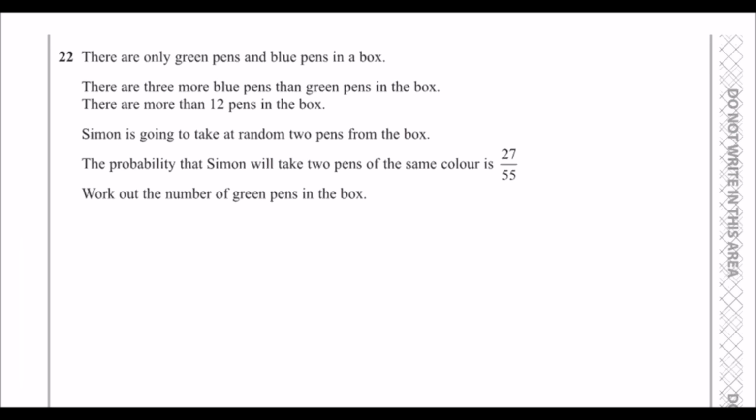Question 22. There are only green pens and blue pens in a box. There are 3 more blue pens than green pens. So if green pens is x, blue pens is x plus 3. There are more than 12 pens in the box. Simon is going to take at random 2 pens from the box. The probability he takes 2 pens of the same colour is 27 over 55. Work out the number of green pens in the box. So work out x.